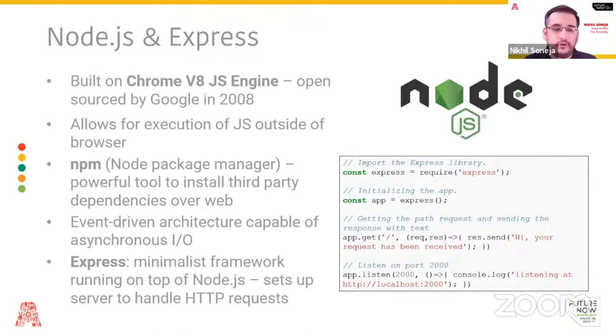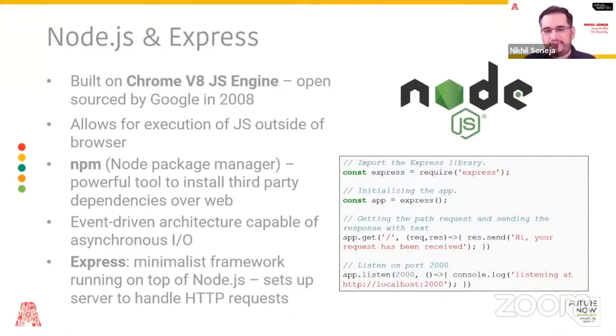One of the big things about Node.js is it uses a single-threaded and non-blocking event-driven architecture. So that's a very big thing. When you develop these Node.js applications, you're not going to be blocking each other. It's all asynchronous I/O.